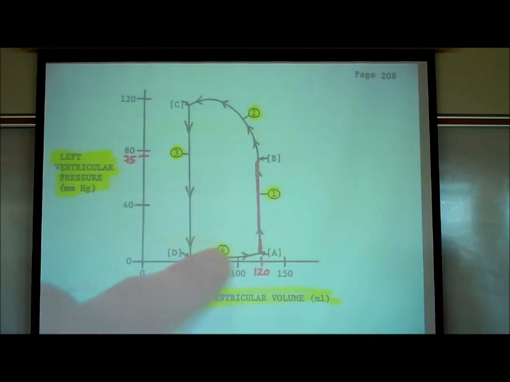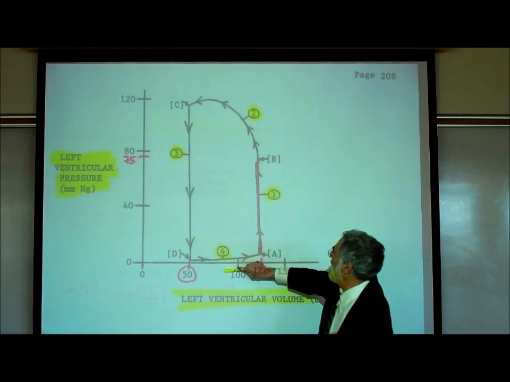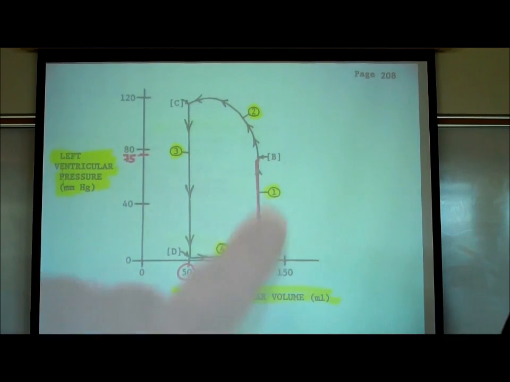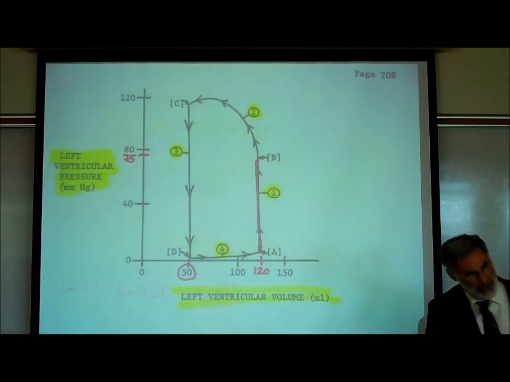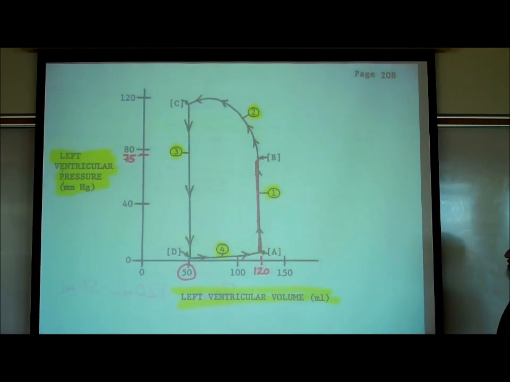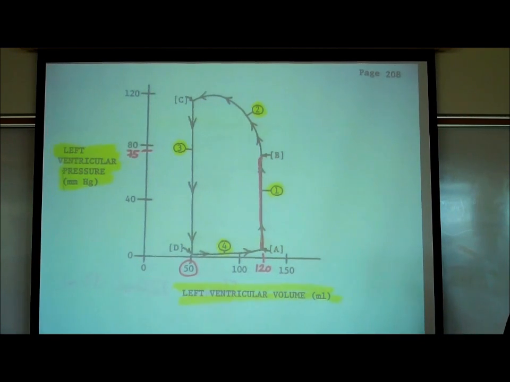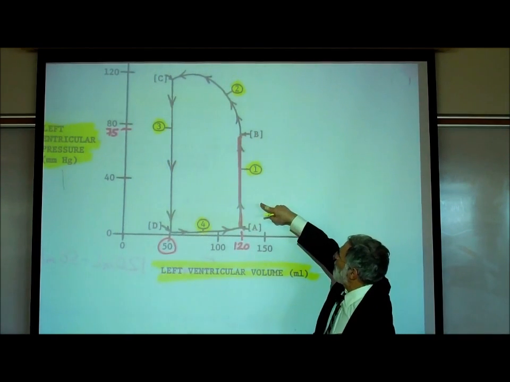Now, in this loop, it has both numbers and letters. The numbers are the 4 phases in the cardiac cycle. The letters are either where the valves are opening or closing. So whenever a valve either closes or opens, that's indicated by a letter. So let's just show you how we read this. Let's look at point A.